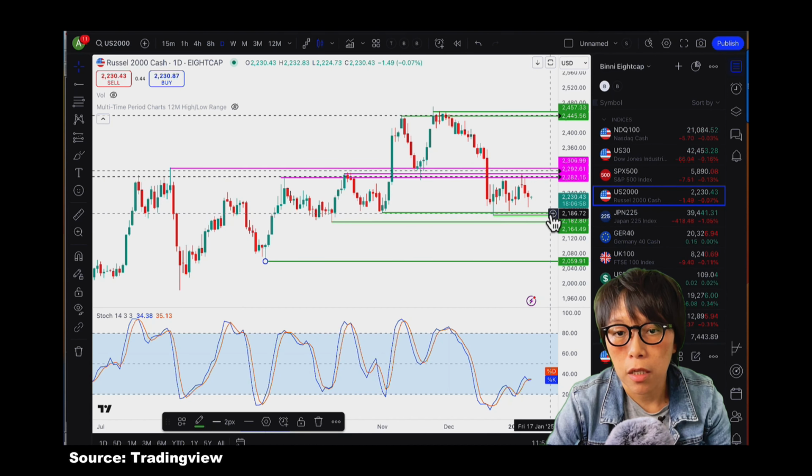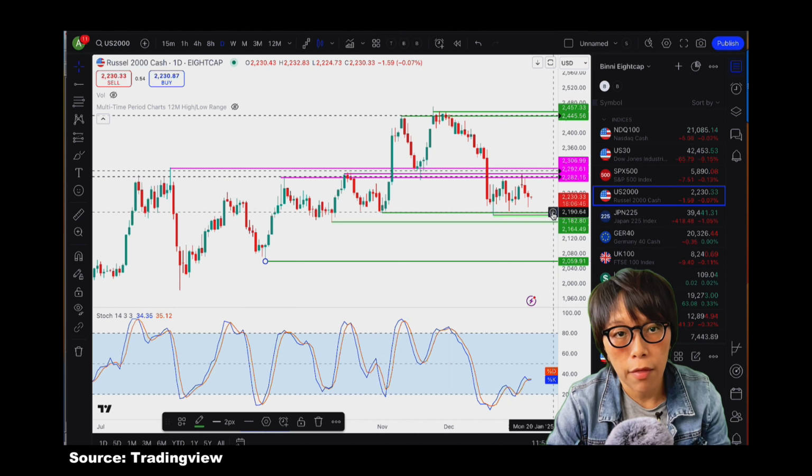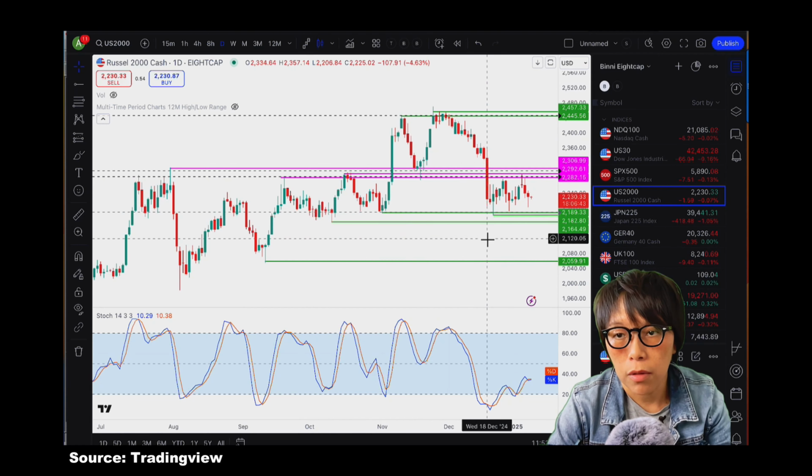So same thing, I'm just going to put a plus sign here and click on the plus sign. So that's about 2,190. As a personal habit and preference, I like to set alerts at round numbers. So for example, 2,190 and not 2,189. Okay, so that's where I set the alert.